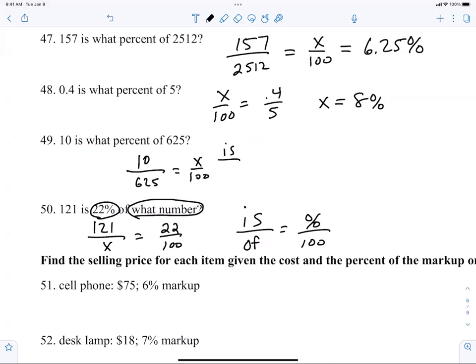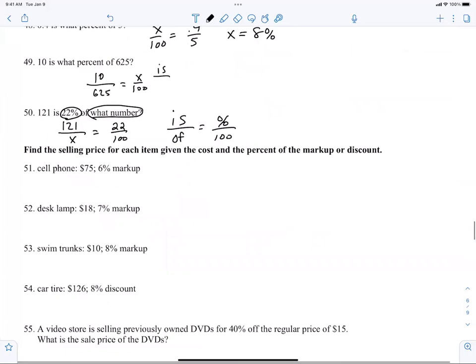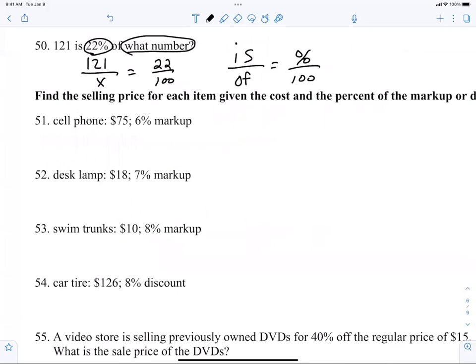Okay. All right. Now I got a markup of 6%. So this is where I want you to use it and be quick with it.